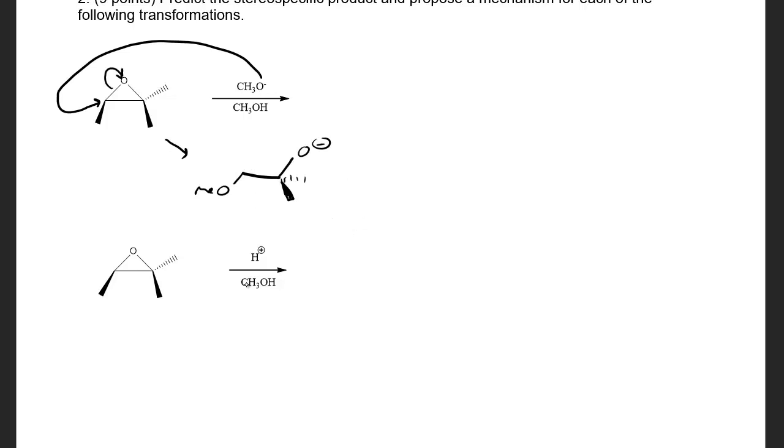And now we have a small amount of methanol to protonate our alkoxide anion and get us to our final product. And now we have an alcohol functional group there and our 2 methyl groups there.